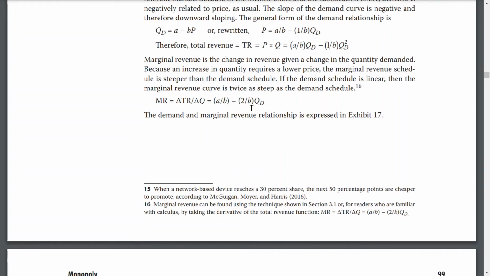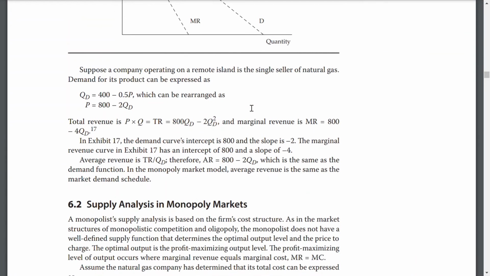Here, suppose a company operating on a remote island owns a single reserve of natural gas. Demand for its product can be expressed as such. In Exhibit 17, the demand curve intercept is 100 and the slope is -2. The marginal revenue curve in Exhibit 17 has an intercept of 800 and a slope of -4. Average revenue is this, total revenue divided by the quantity demanded. Therefore, average revenue is equal to this.